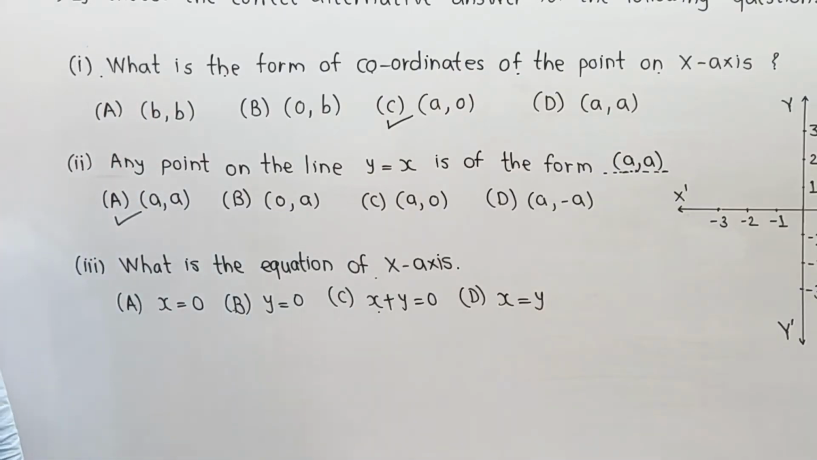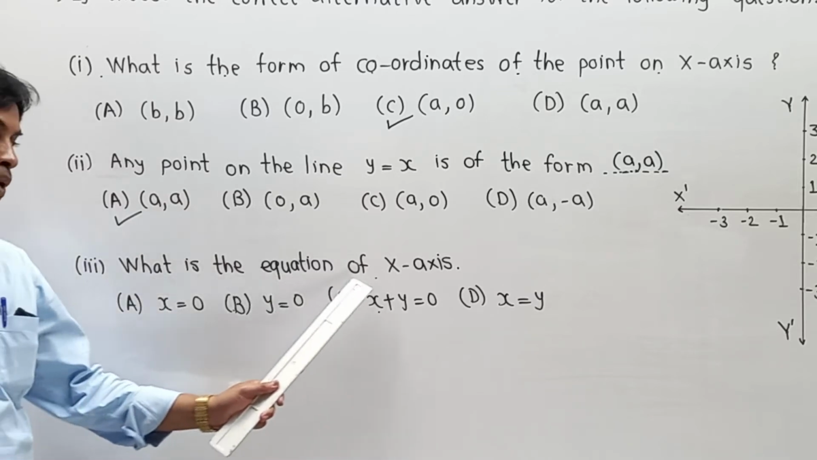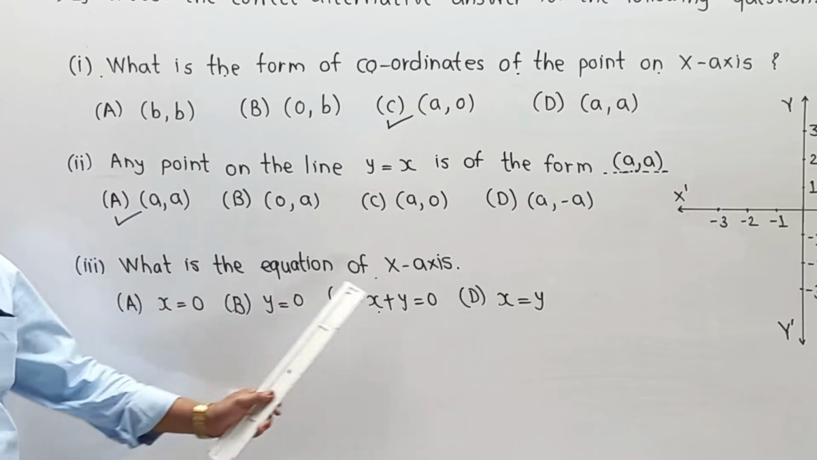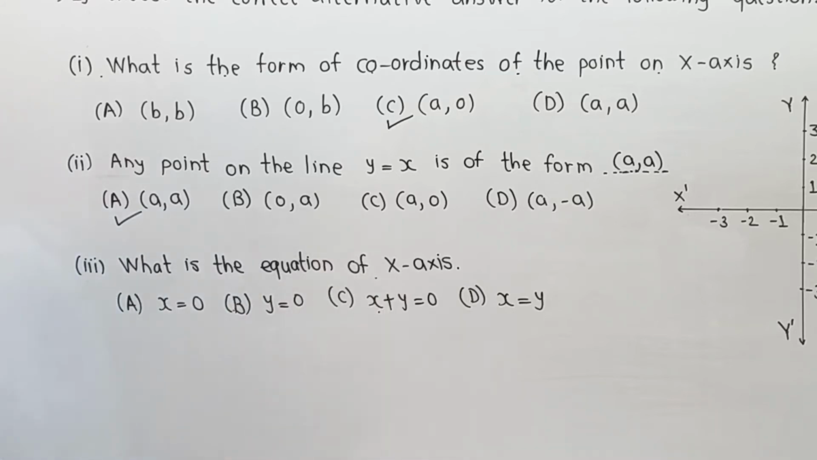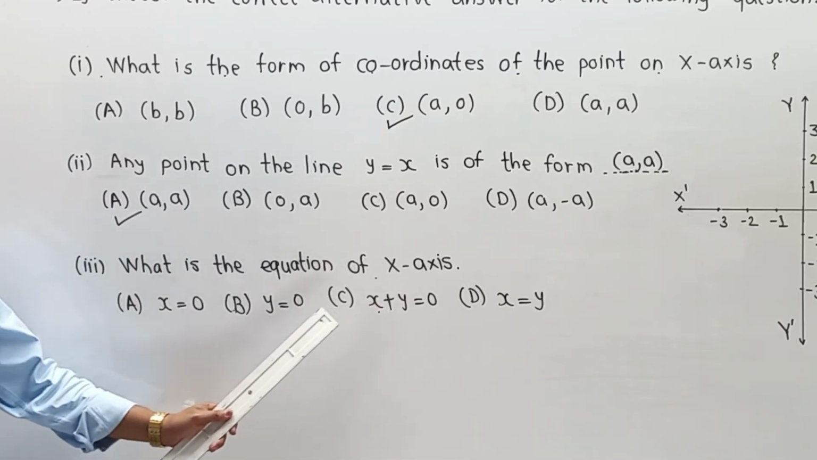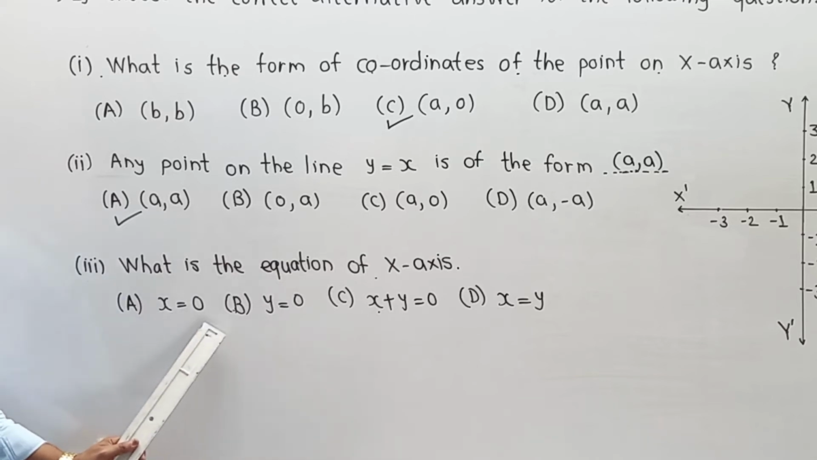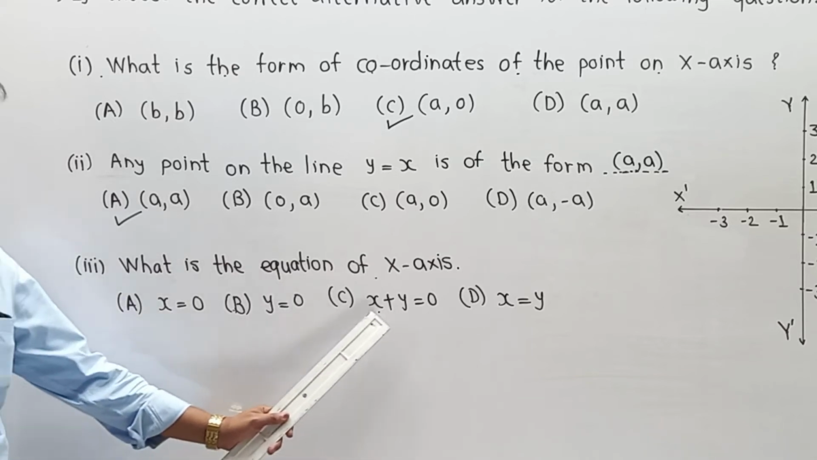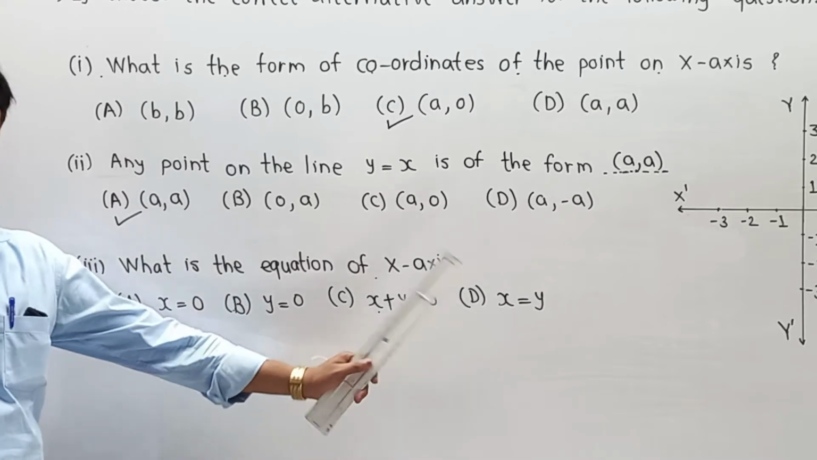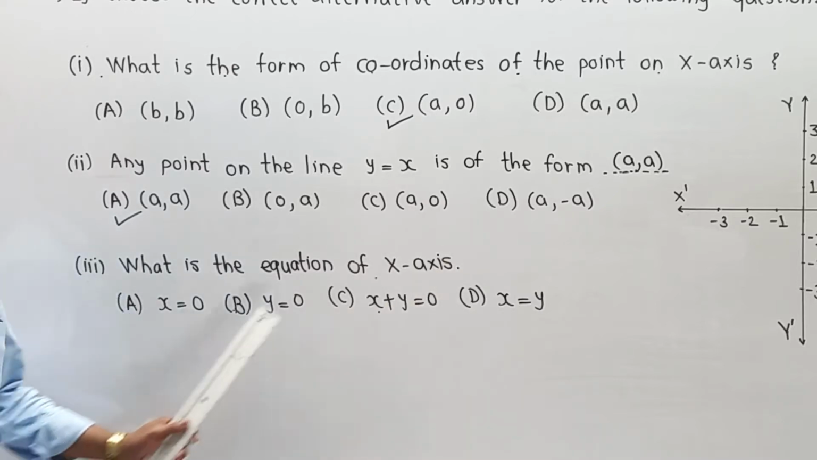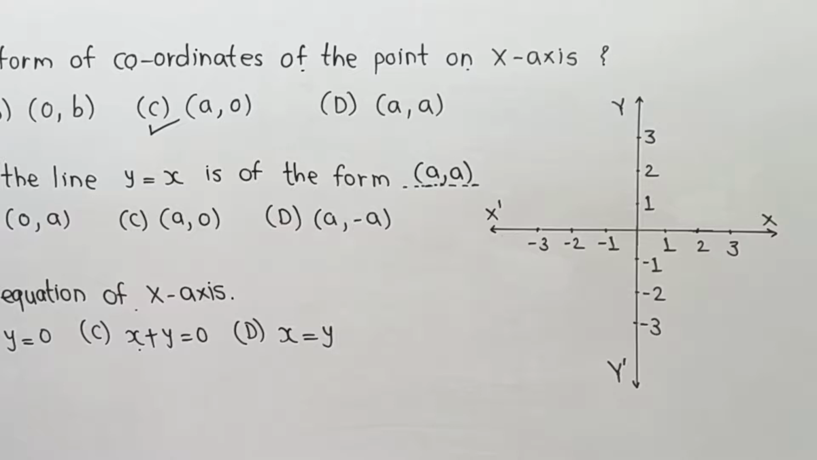Now similarly, moving from the second question to the third, the question is, what is the equation of x-axis? They have given 4 choices: x is equal to 0, y is equal to 0, x plus y is equal to 0 and x equal to y. Once again I am clearing that part with a graph presentation.